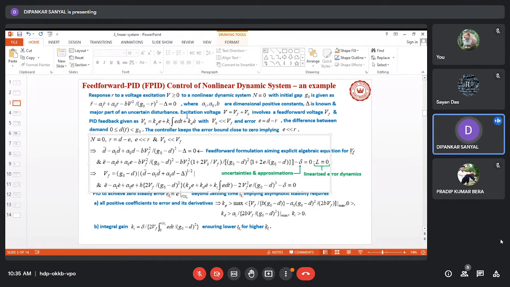the overall substitution of this R as D minus E and V as Vf plus Vb, along with the algebraic equation that we referred to for the demand, if we make use of both the equations, then one linearized error dynamic equation we obtained, and from that linearized error dynamic equation, we tried to assess the roles for these different P, I, and D gains.